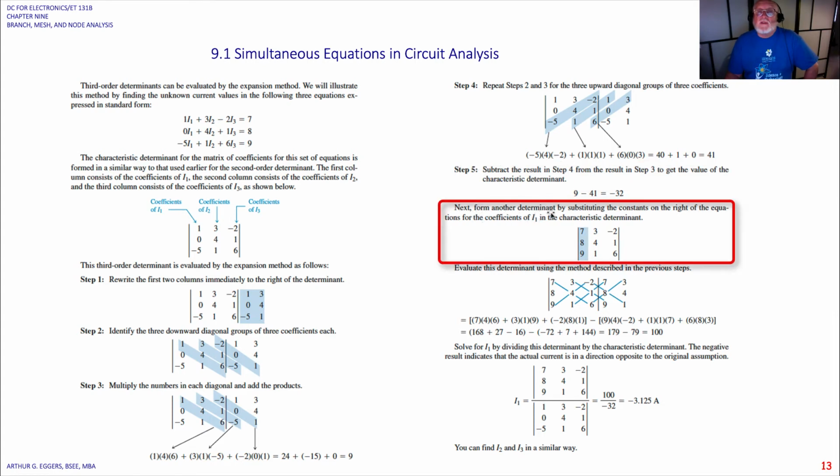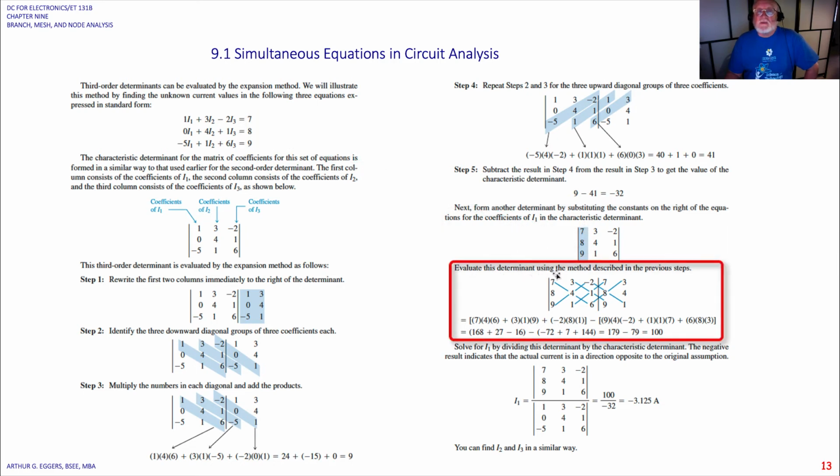Next, form another determinant by substituting the constants on the right of the equations for the coefficients of I1 in the characteristic determinant. So we're going to go back to our first characteristic determinant. We're going to remove column 1, all of the I1 coefficients, and replace it with the voltage values 7, 8, and 9. Evaluate this determinant using the method described in the previous steps.